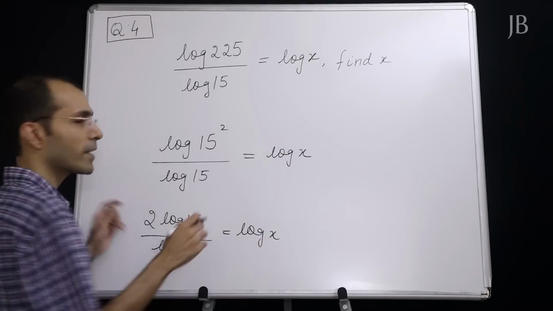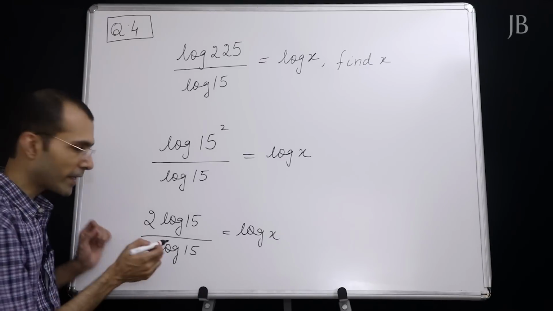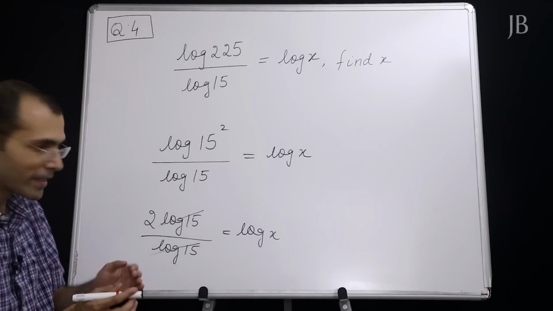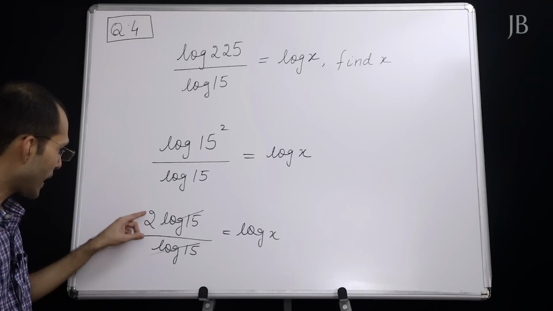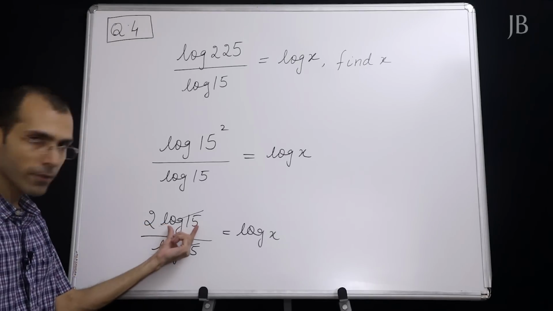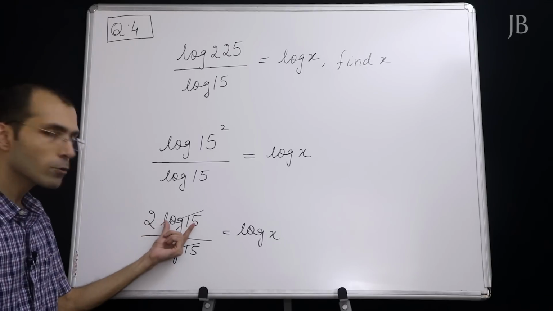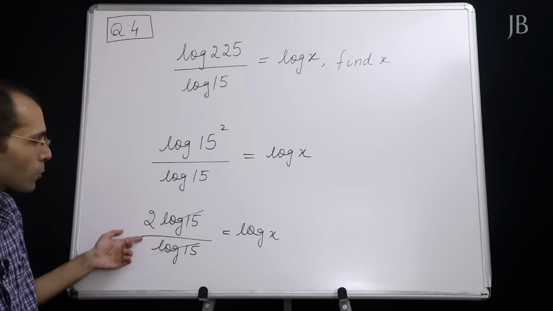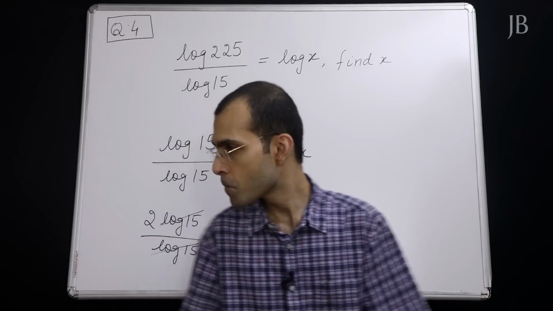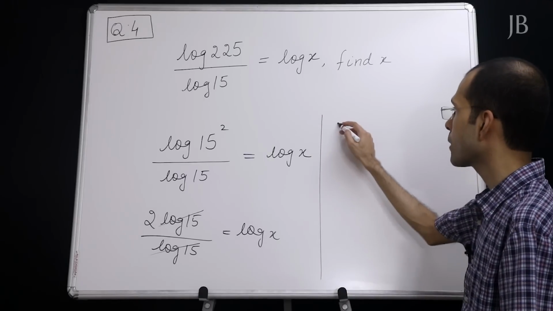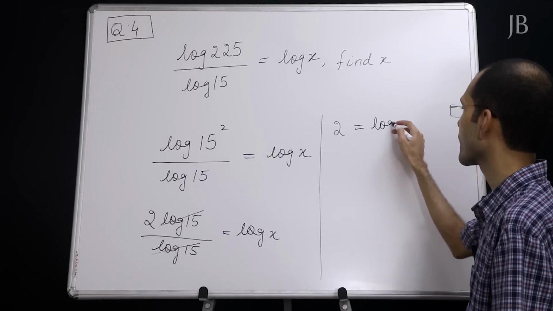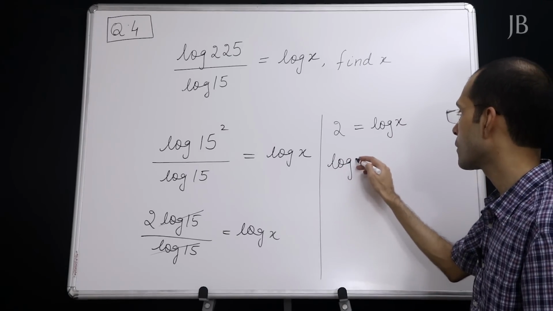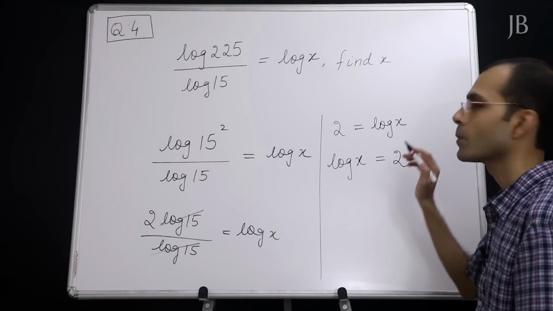See, bases are not given, so they are understood to be 10. Here we can cancel log 15 and log 15 because the whole term is getting cancelled. This 2 is attached to log 15 by a multiplication sign, so there is no problem. So this 2 will remain alone, 2 into 1, that is 2. So now you will have 2 is equal to log x. Or we can also write log x equals 2.